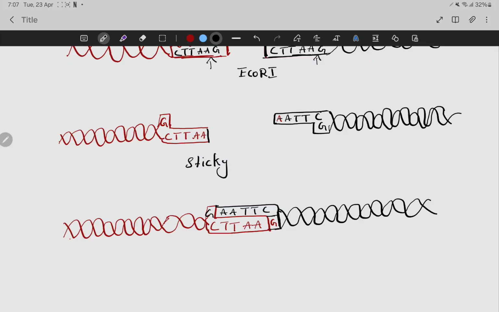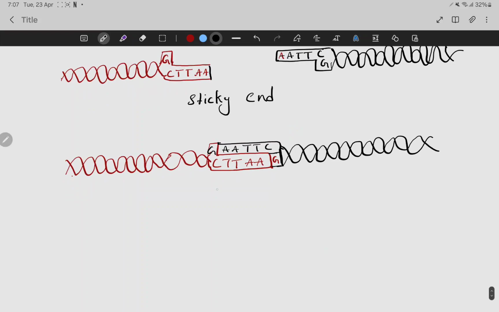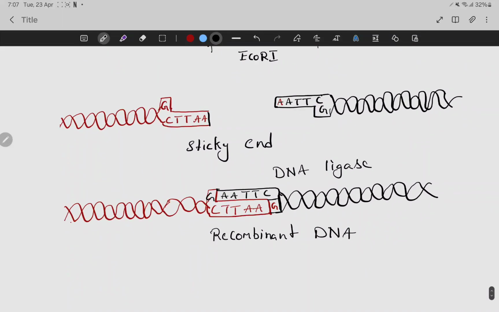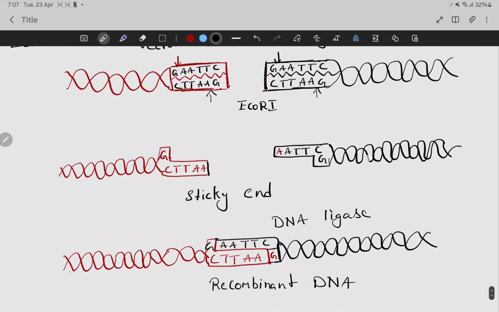EcoR1, which is derived from E. coli RY13, will give rise to sticky ends. So DNA ligase will join this. Now we call it recombinant DNA. This is recombinant DNA. So these fragments are coupled by DNA ligase. So actually this will form the phosphodiester bond. Restriction endonucleases are molecular scissors. DNA ligase is molecular glue which will join and form the recombinant DNA.